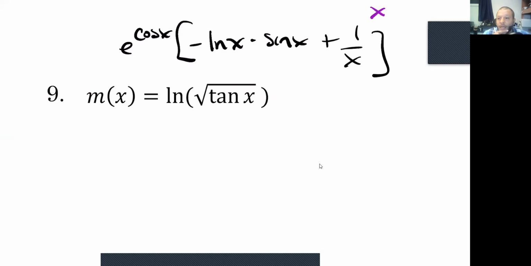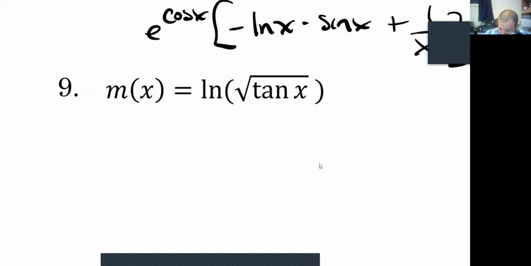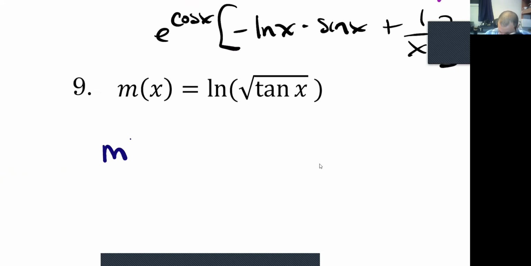Question number 9. We have a chain rule. Ooh, it looks like we have a chain rule and a chain rule. So for starters, we know that the derivative of the natural log of u is u prime over u. So whatever's on the inside just ends up in the denominator. So that part's going to be nice and easy.